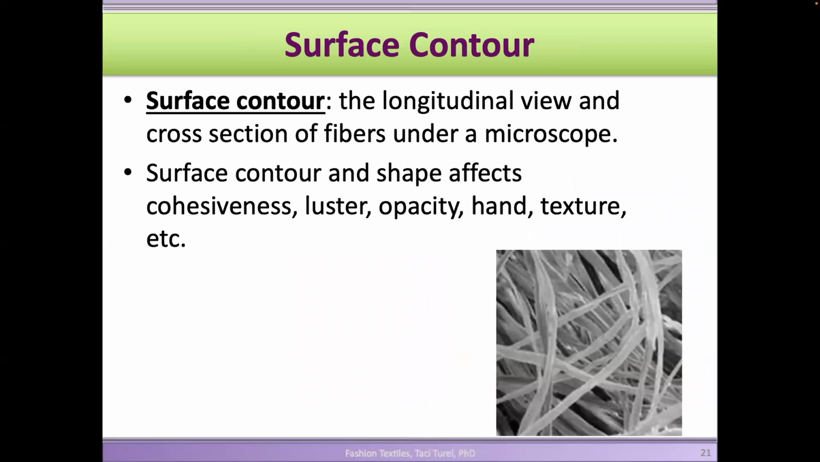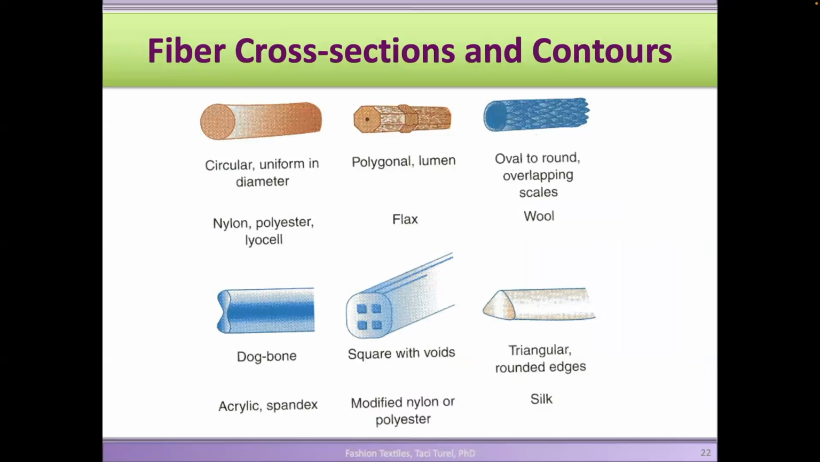Surface contour affects cohesiveness, luster, opacity, hand. So if you look at different types of fibers, they all have different surface contour. This is a nylon fiber. It's usually very smooth because it's manufactured. It's a synthetic fiber. It can be circular or it can be in dog bone shape. You can make voids in it like this, and you can create it in this shape. Or you can create it in a triangular cross section.